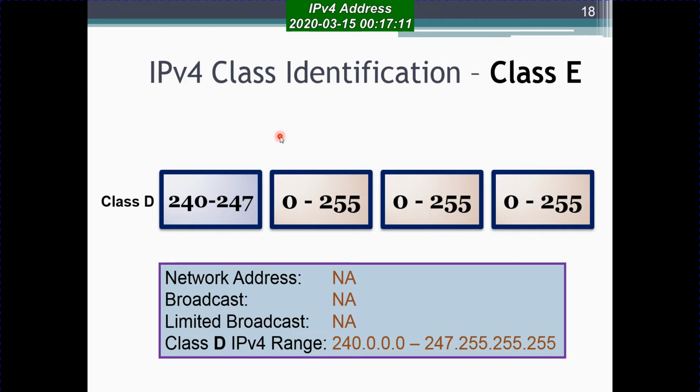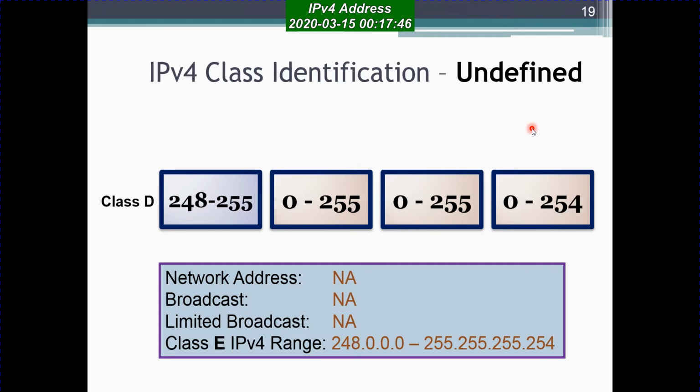We have a class E. Class E was created with the value in this leftmost byte between 240 and 247. So whenever you are dealing with an IP address whose leftmost byte is within this interval, it is class E. Again, it does not have a subnet mask, so there is no concept of network address, broadcast, limited, and so on. We don't have a network address and host address, just a combination of bits. The most important thing, look at the leftmost byte value. It should be within this range to identify that this is a class E IP address.